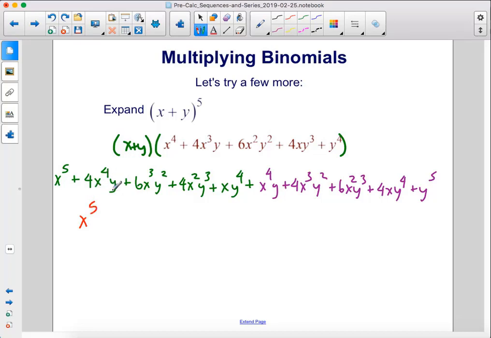Now x to the fourth y. X to the fourth y, we have another one there. So we have x to the fourth y. Okay, so we have 5 of those. 4 plus 1, 5x to the fourth y plus, all right, we have x cubed y squared.